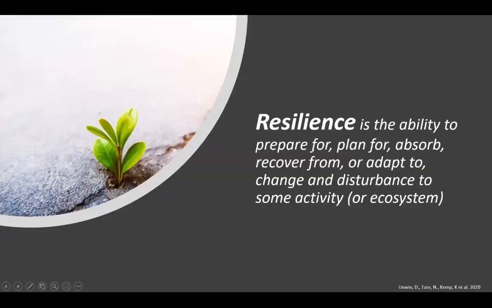So what really is resilience? It's the ability to prepare, to plan, to absorb, to recover, and adapt to any changes and disturbances. And we do have a paper that we summarized the discussions in on the website, and we can put that into the chat later.